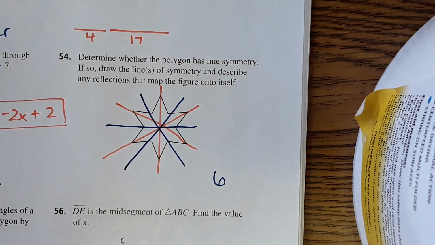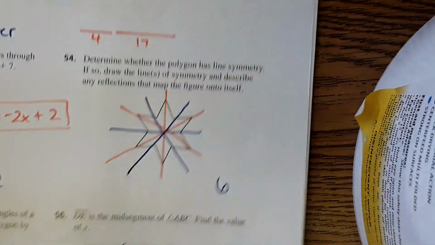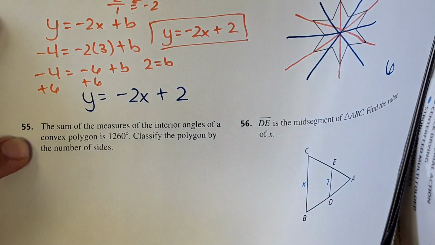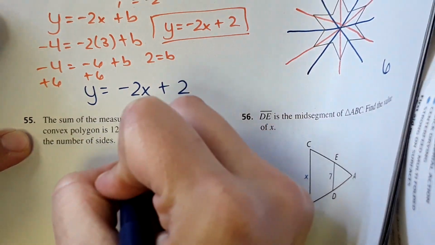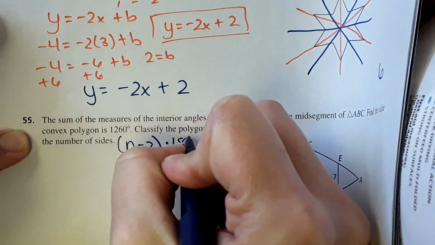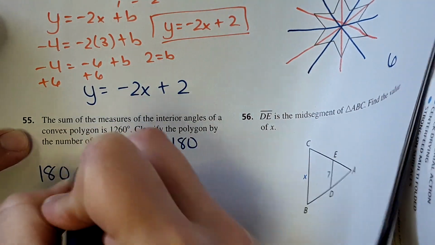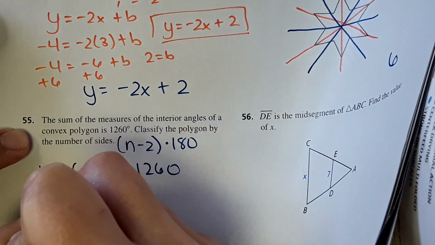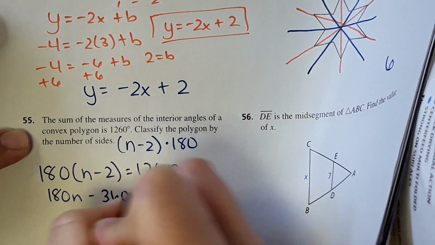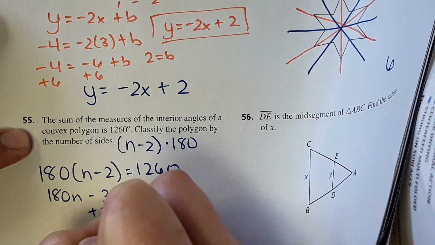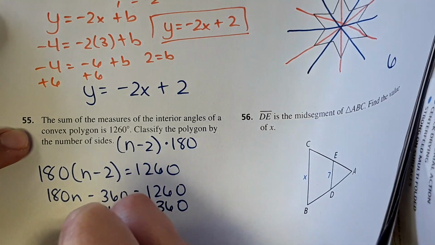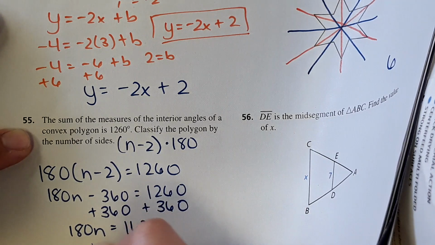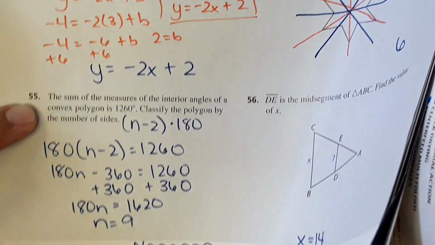Okay, next. 55. This is what we worked on yesterday. The sum of the measures of the interior angles of a convex polygon is 1260. Classify the polygon by the number of sides. So the equation was n minus 2 times 180. So we'll set that equal to 1260. I'm going to set it up like this because I find it a little bit easier to work with. Then 180n minus 360. And then divide both sides by 180, and n equals 9. So it's a nonagon.